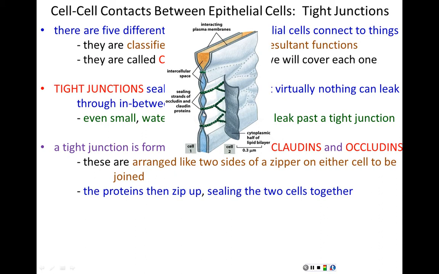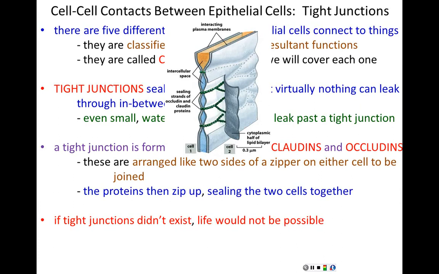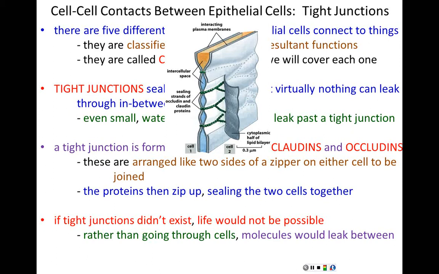If tight junctions didn't evolve, if they didn't exist, believe it or not, multicellular life would not be possible. You see, we live by getting our nutrition from our gut. What that means is we survive because the molecules in our digestive tract cannot seep and leak between our gut lining cells. Those molecules have no choice but to go through our gut lining cells. And when they go through our gut lining cells, those molecules are captured, further digested, metabolized, and released into the bloodstream. If those nutrient molecules could seep and leak between digestive cells rather than going through them, we would not capture that nutrition and we would not survive.